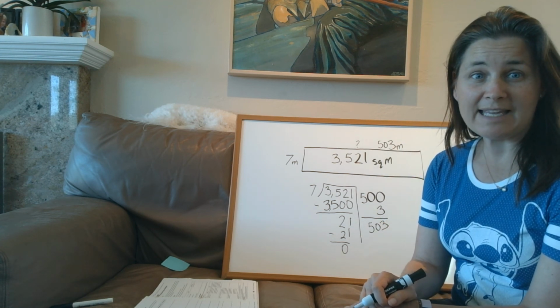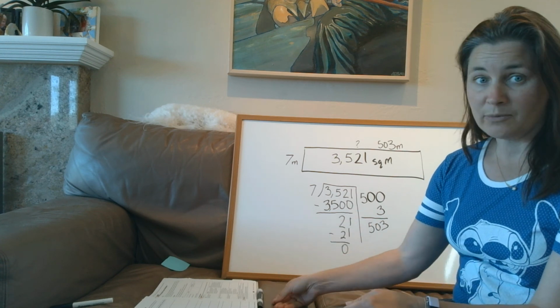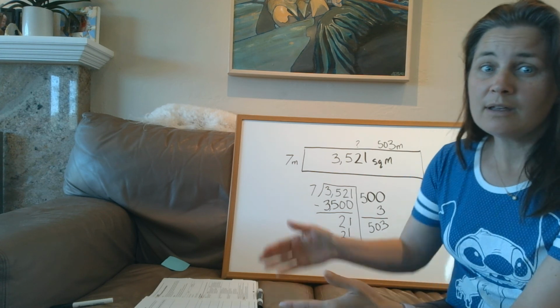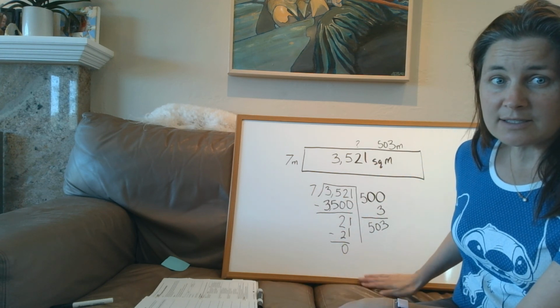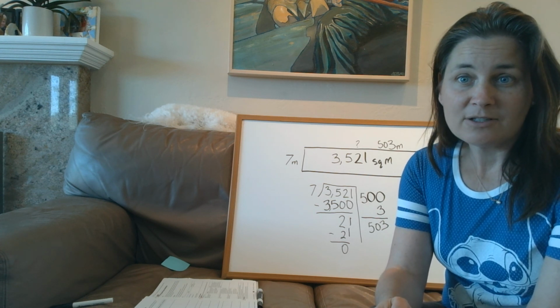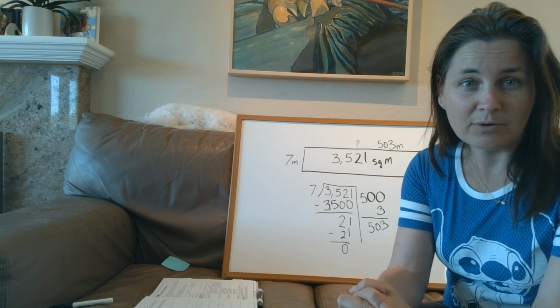So please use whatever strategies you're comfortable with, practicing the ratio table, the area model, the partial quotients, and email me with any questions. Tomorrow we're going to work on perimeter and using division to find the perimeter.